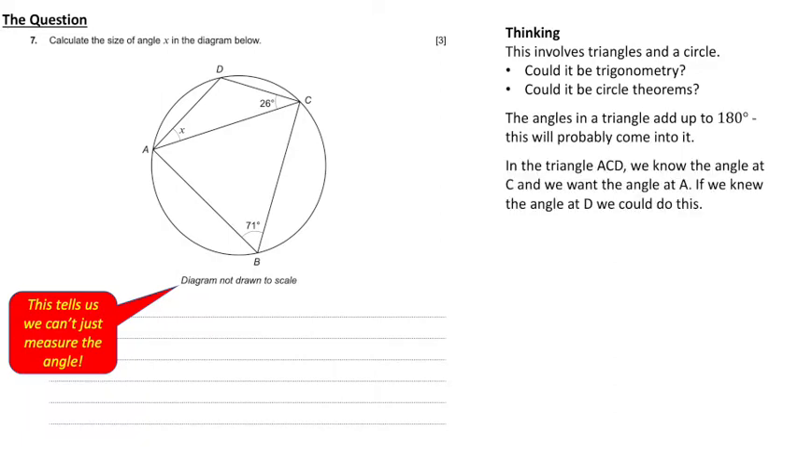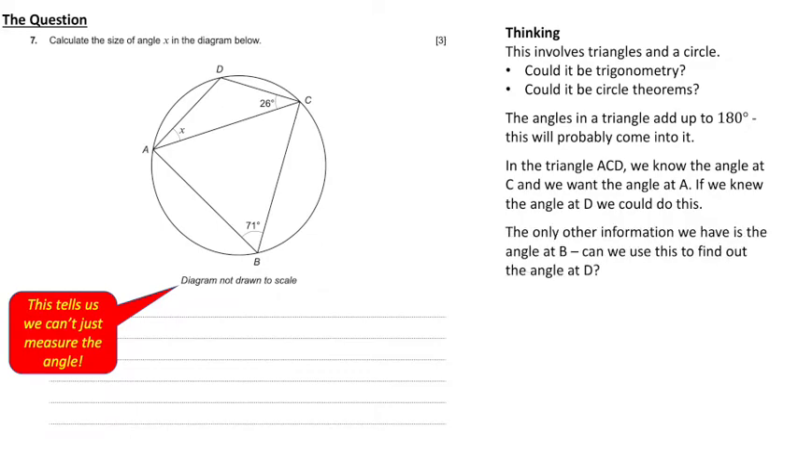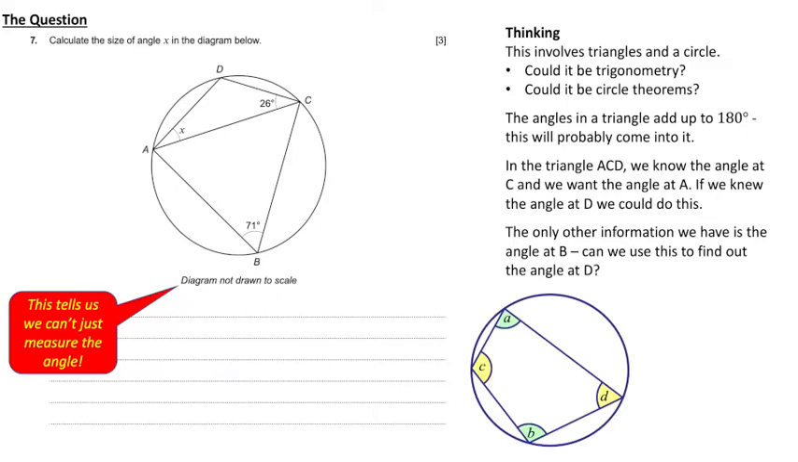In fact, if we look at the triangle ADC or ACD, we know the angle at C and we want to find out the angle at A. So if we knew the angle at D, we could use the sum of the angles in a triangle being 180 to find out what x is. Okay, so the only other information we do have is we know the angle at B. And can we use this to find out the angle at D? And in fact we can.